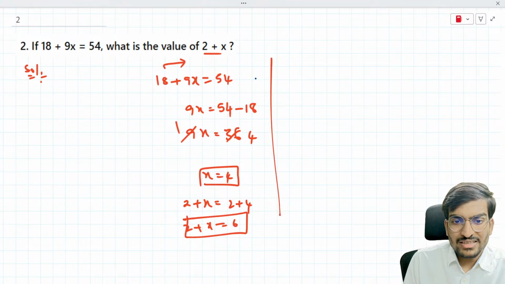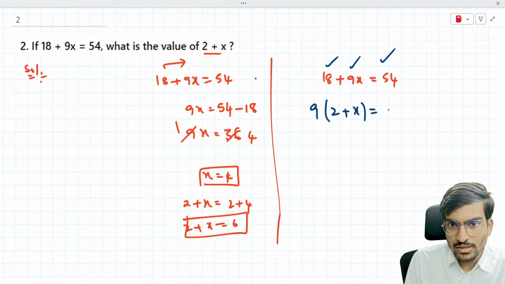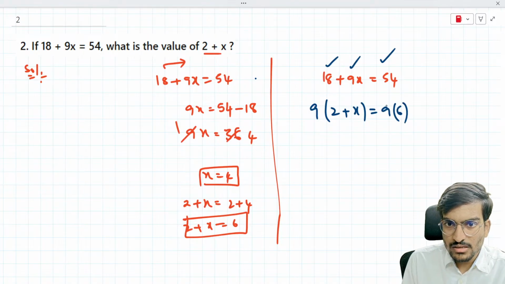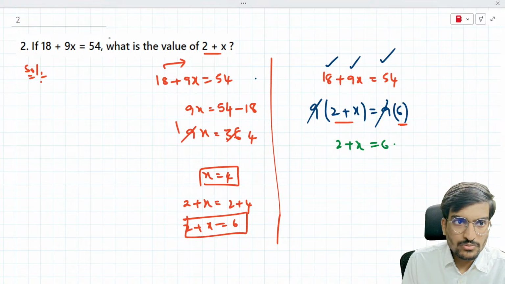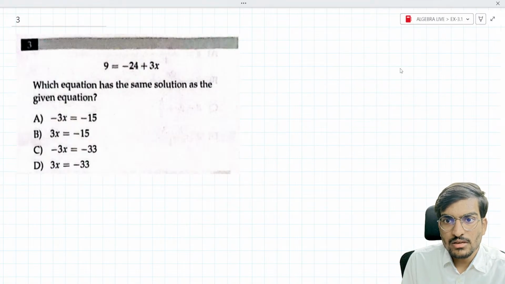But what is the other way of solving this question? The fastest way to solve this question is, here you can see 18, 9 and 54 are all multiples of 9. So 2 plus x equals, 9 times 6 is 54. So with 9 out, directly you want 2 plus x equals how much? That is 6. Directly you can get it. So if you look properly at the question, you can answer that 2 plus x is 6.